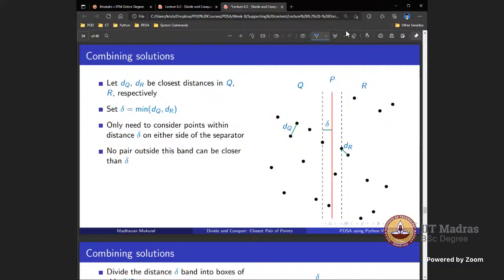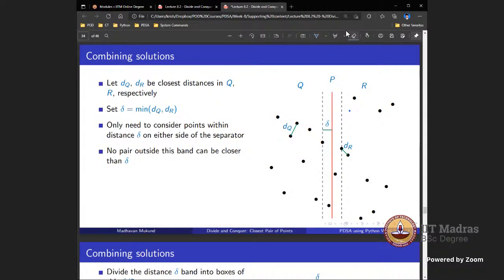Outside this region, any pair would already be greater than delta. If that is the case, it would be incorporated here also, so it is not required for us. Even those points are surely greater than delta, which is not our focus.